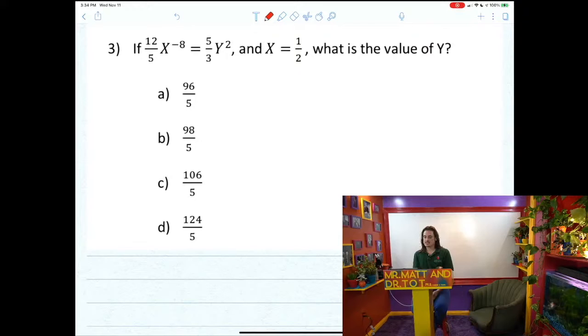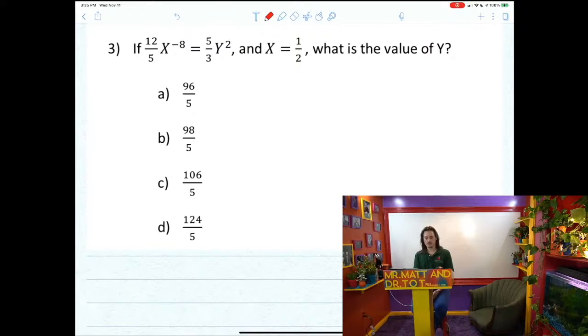Number 3 says, if 12/5 times x raised to the negative 8 power is equal to 5/3 times y squared, and x is equal to 1/2, what is the value of y? A is 96/5, B is 98/5, C is 106 divided by 5, and D is 124 divided by 5.